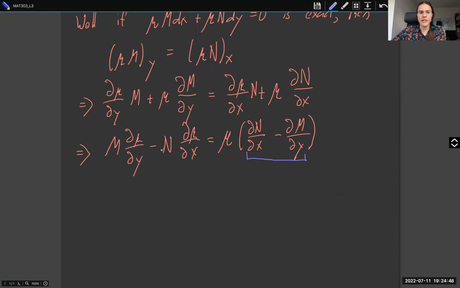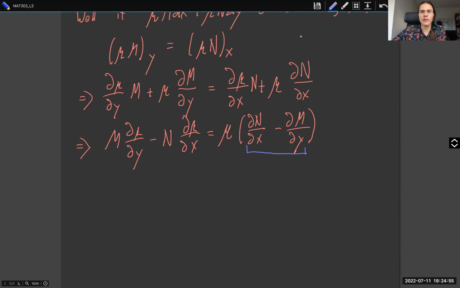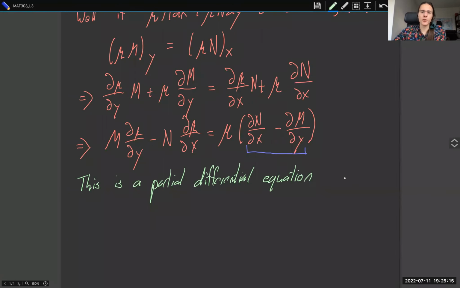So basically what we can do now is rearrange this equation. But before we rearrange it, what is this anyway? This is a partial differential equation, because it involves partial derivatives. So it's not an ordinary differential equation. And in general, solutions to this are outside of the scope of this course.